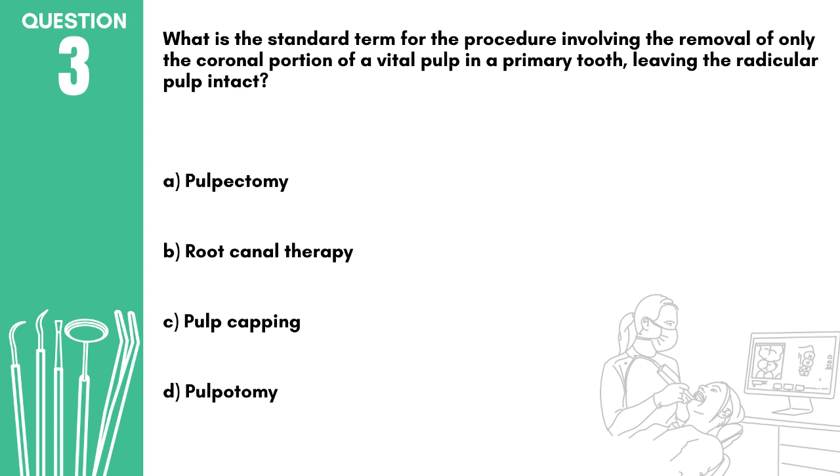Question 3. What is the standard term for the procedure involving the removal of only the coronal portion of a vital pulp in a primary tooth, leaving the radicular pulp intact? A. Pulpectomy. B. Root canal therapy. C. Pulp capping. D. Pulpotomy.